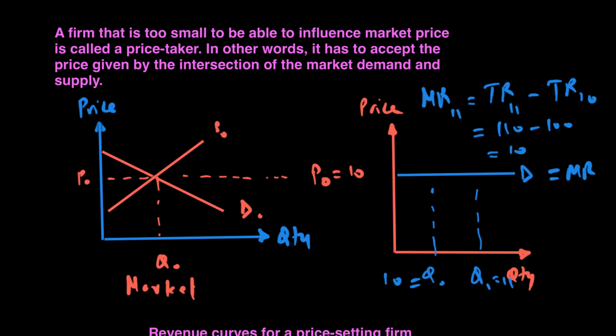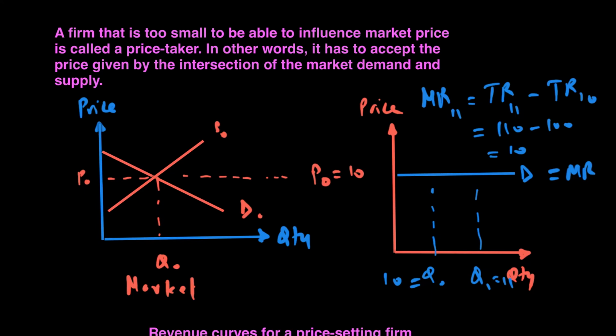So the demand curve is also our marginal revenue curve, which is an important thing to understand: when you have a price taking firm, the one that gets the price from the market through demand and supply, the extra revenue that they get from selling one extra unit is simply the price of the good.